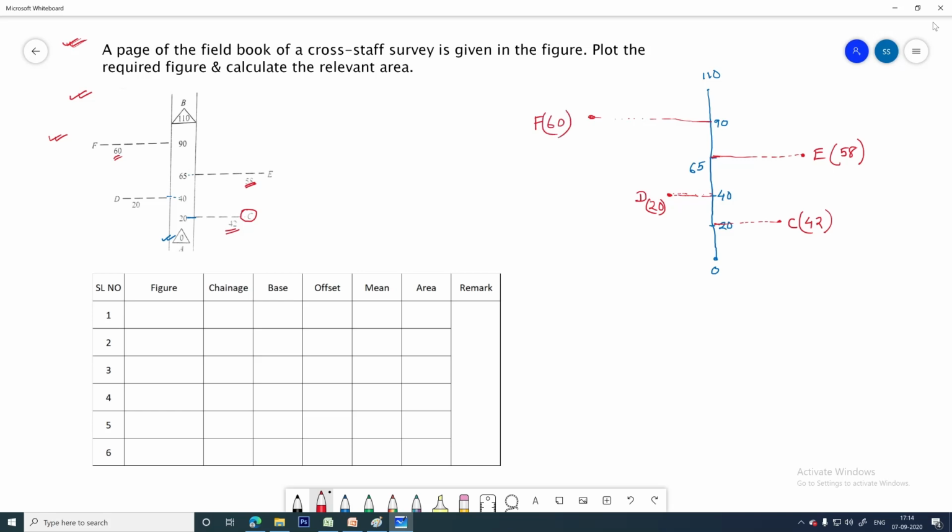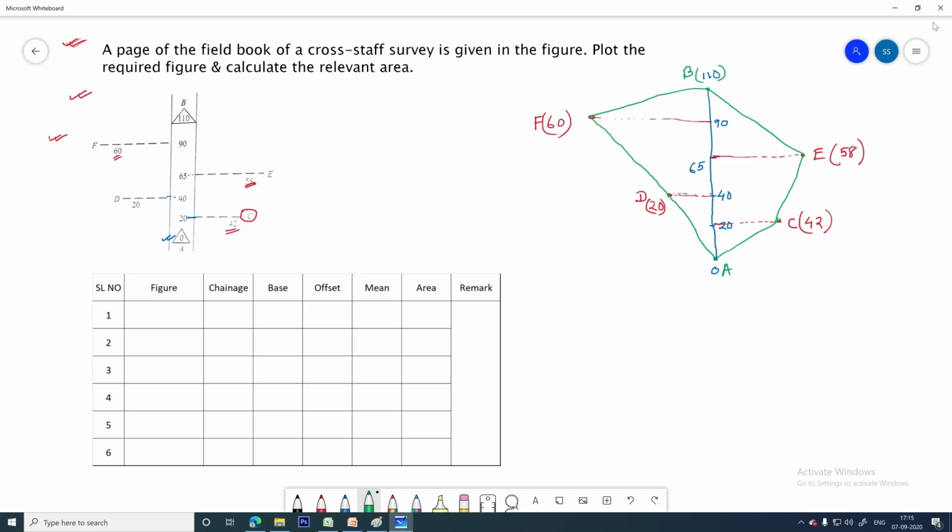Now I have made all the offsets. I just need to join all these points. What is the name of this point? It is B, so let's make it thicker. This point is B. Here the value is 110, it is 0, and it is A point. So let's connect all these points. It is something like this. These are straight lines, though I am not able to make an exact straight line.